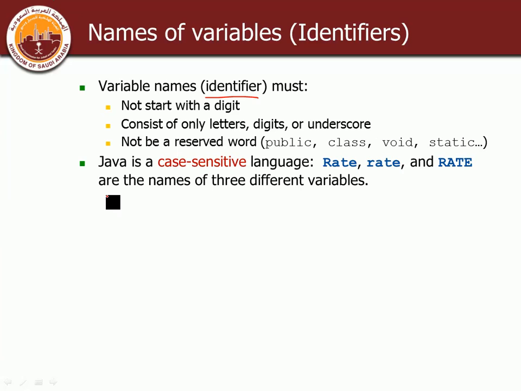You have to know that Java is case sensitive, which means capital letters and lowercase letters are different. For example, rate with a capital R is completely different from rate with a lowercase r. You can declare two different variables, one with capital R, the other one with lowercase r. These are completely different things. So capital letters and lowercase are different in name.